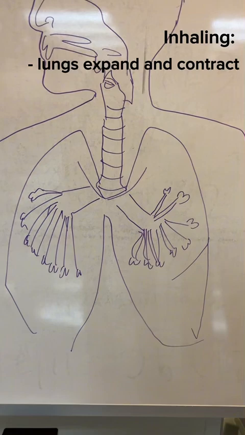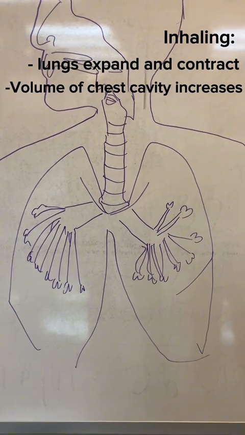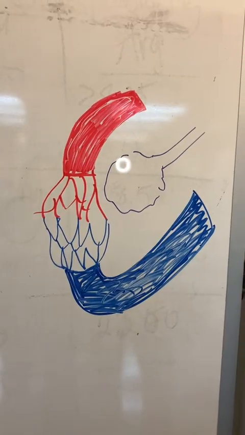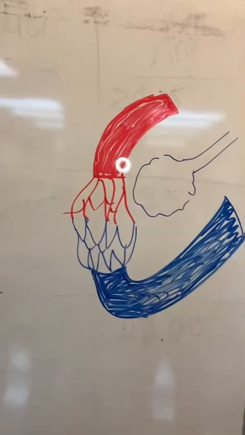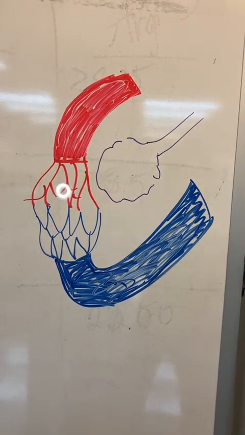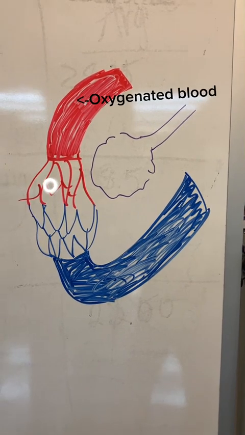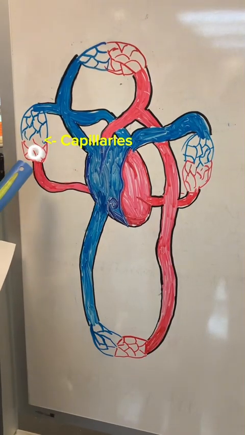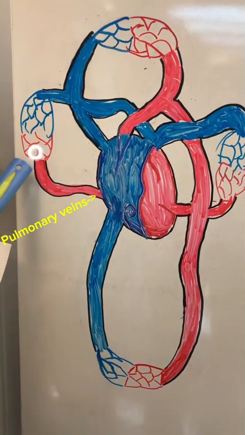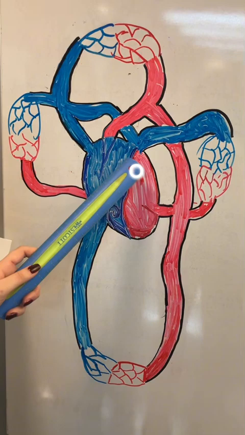When inhaling, lungs expand and contract as the volume of the chest cavity increases and the air pressure decreases. Since alveoli are the sites of gas exchange, the high concentration of oxygen diffuses into the bloodstream, which is carried by a red blood cell, making the blood oxygenated. The capillaries, or small blood streams leading to the arteries or veins, connect to the pulmonary veins, which bring oxygenated blood to your heart, specifically the left atrium.